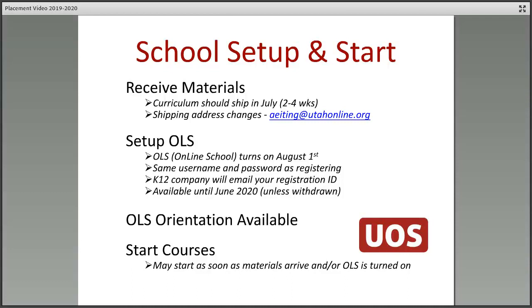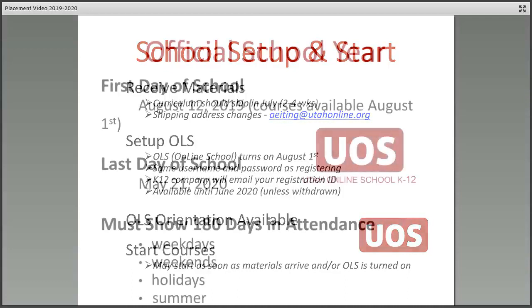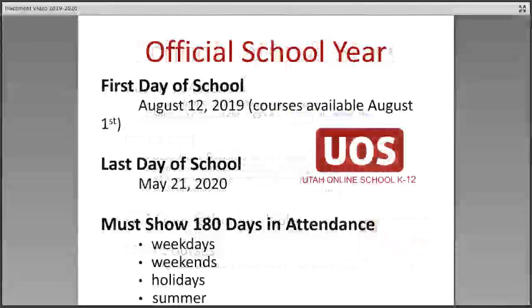Our official school year dates are on this screen. The OLS turns on August 1st. Our first official day of school is August 12th, 2019. The last day of school is May 21st of 2020. You need to have 180 days marked by the last day of school. You can include weekdays, weekends, holidays, or summer, whatever fits your schedule.